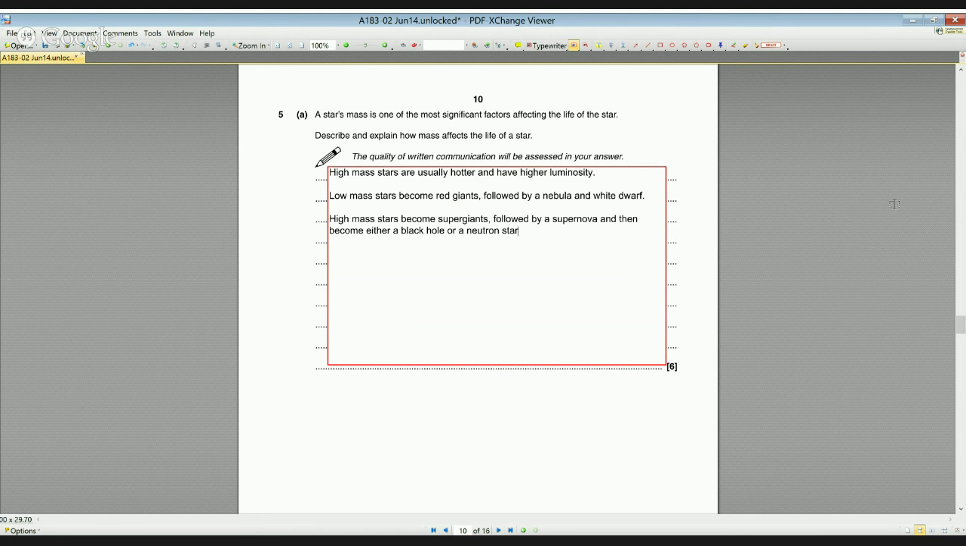And that would get you, I think, most of the marks in this question. You've addressed a difference between high mass stars and low mass stars, as well as describing the life cycles of each one.